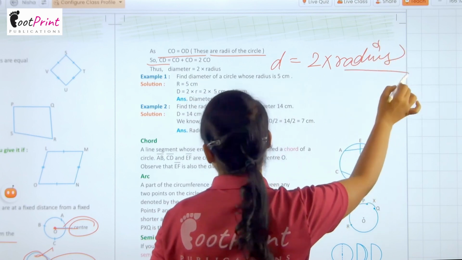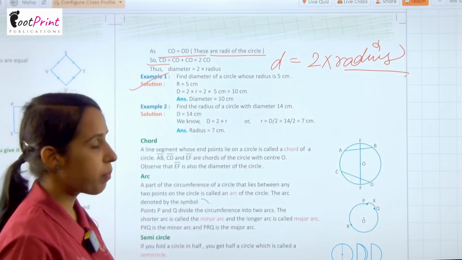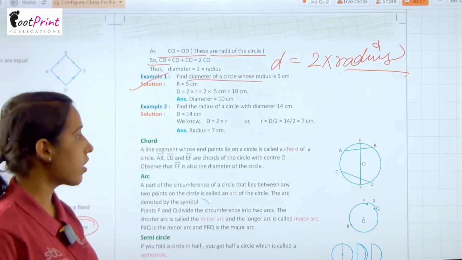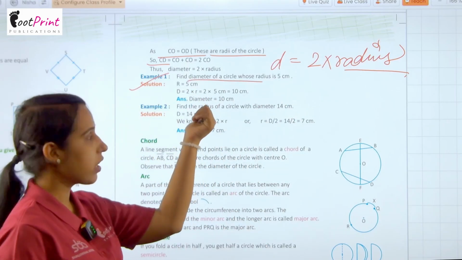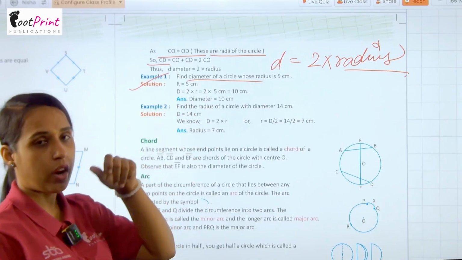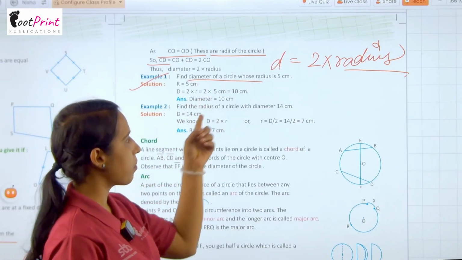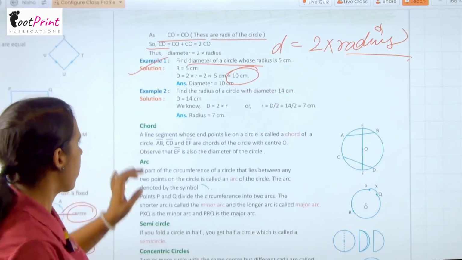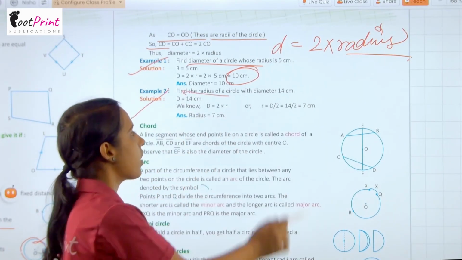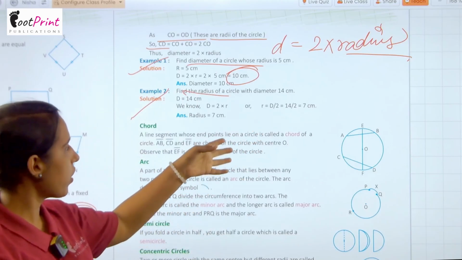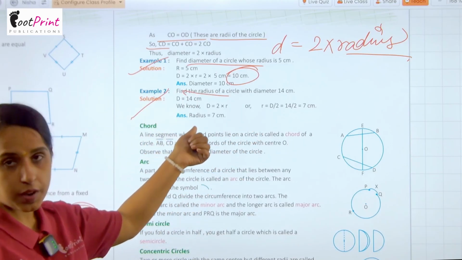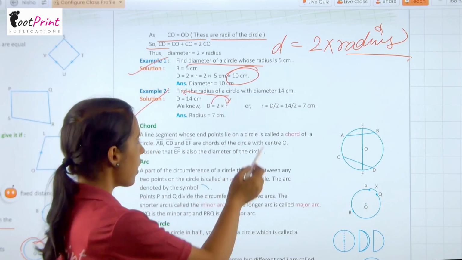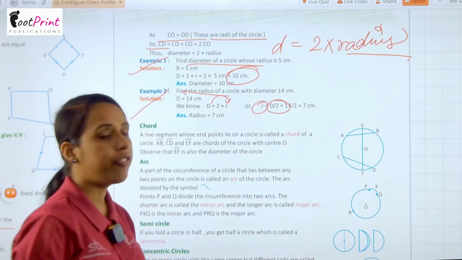Okay, next we have examples here. Example number 1, find the diameter of a circle whose radius is 5 centimeters. So the radius is given as 5 centimeters and we know that the diameter is twice the radius. So we will multiply it by 2 and here we get the diameter, which equals 10 centimeters. Okay, now example number 2, find the radius of a circle if the diameter is equal to 14 centimeters. So the diameter is given here. As we know, the diameter is twice the radius, or we can say the radius will be half of the diameter.